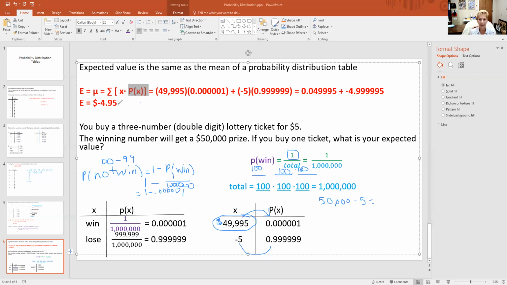Now, what does that mean? That's the average. So on average, you're going to lose $4.95 every time you play this game. Now, would you really lose $4.95 any single time? You play it one time and lose $5. You play it another time and lose $5. You play it another time and lose. You'd probably keep losing $5 for years. And after a while, you might actually win your $49,995. And then you might keep playing and keep losing.